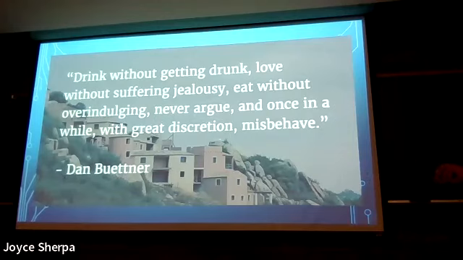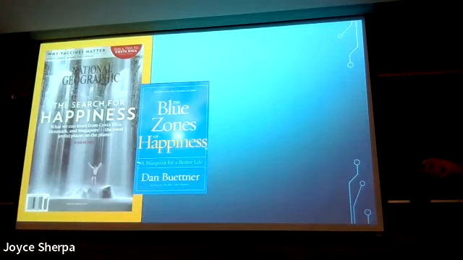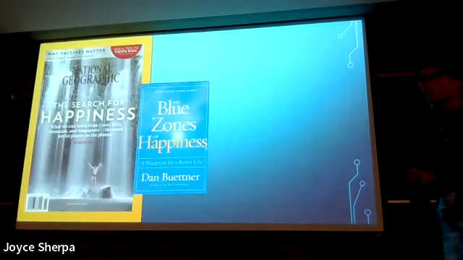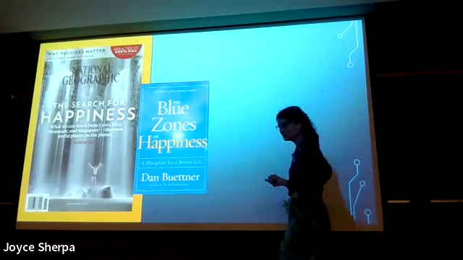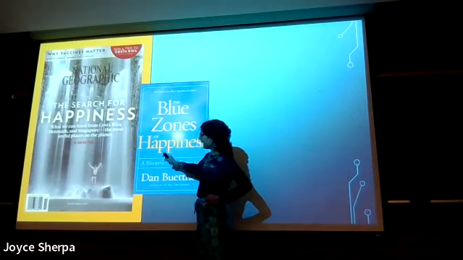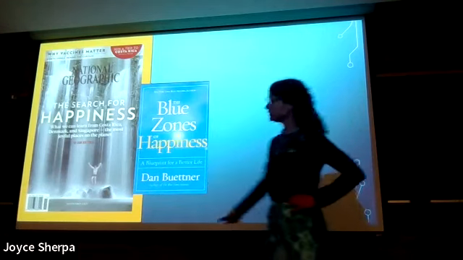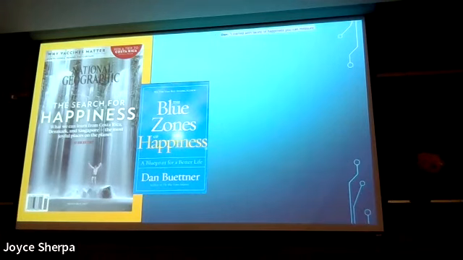Great discretion. And one of his books, and this is the one that intrigued me the most, he then looked for the blue zones of happiness. And then they did a whole other National Geographic on that. What he said is he started out with facets of happiness that he could measure, and these are three of the blue zones that they found for happiness.